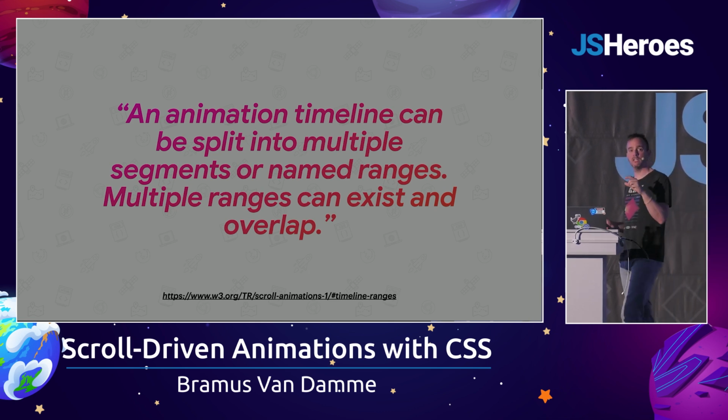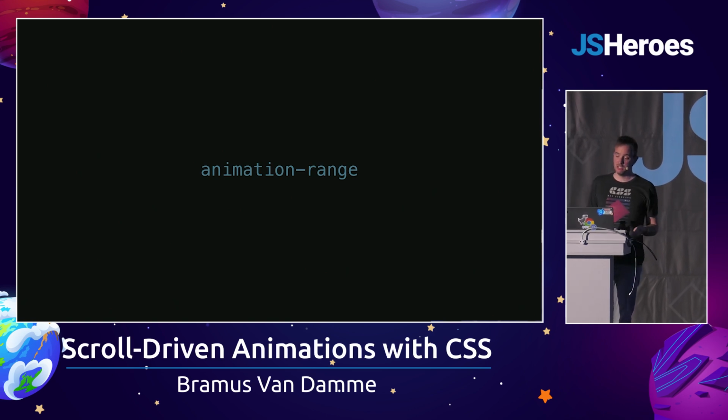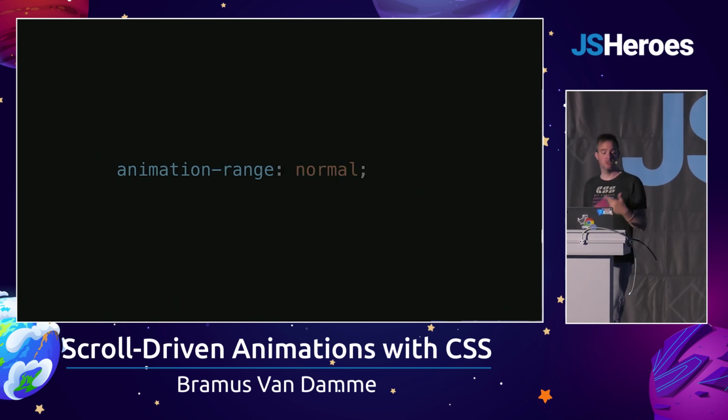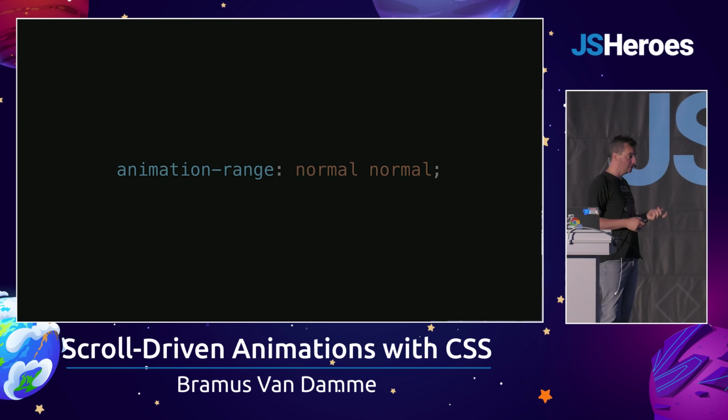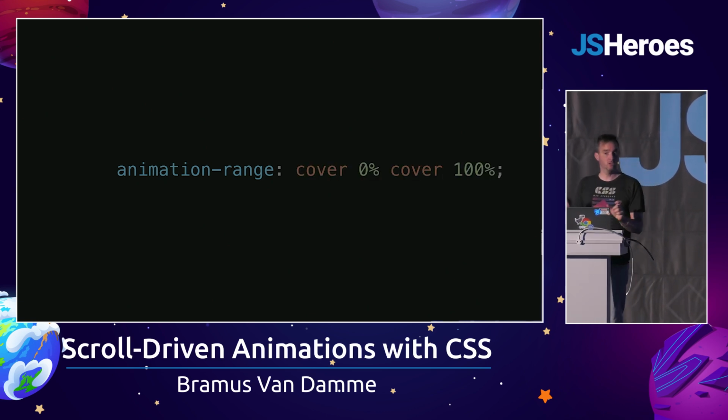That was a demo that is tracking the cards as they are crossing the entire scrollport. You can also target various sub-segments of that. And it's a bit confusing because some of these sub-segments can overlap. For that, you can use the animation range. So the initial value again is normal, which expands to normal normal. The one was the start and the other one was the end. And for view timeline specifically, this normal translates to cover 0% and then cover 100%. So the first cover 0%, that's the start range, and the second part, cover 100%, that is the end range.